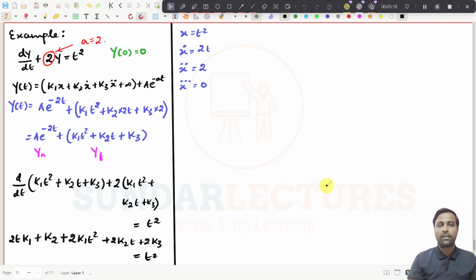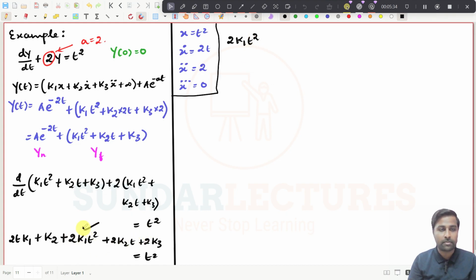T square, right? So then I will put, see, now what you do, you just club these terms. Wherever you see t square, you write down the t square values. So 2k1 t square is the only term, no other t square terms. So what is the other term? Any t terms available? Yes, here I have a t term. So you write down the t terms plus 2k2 t terms.